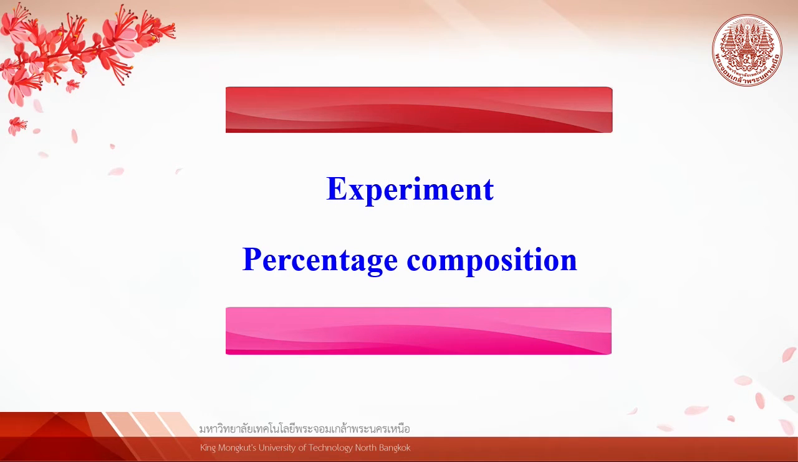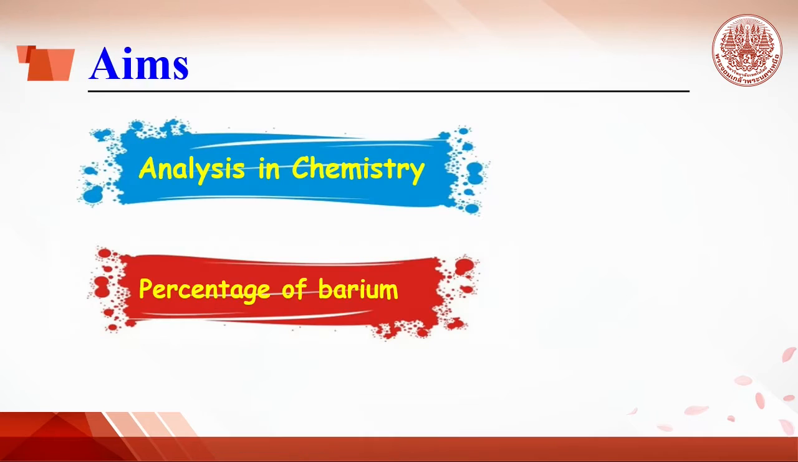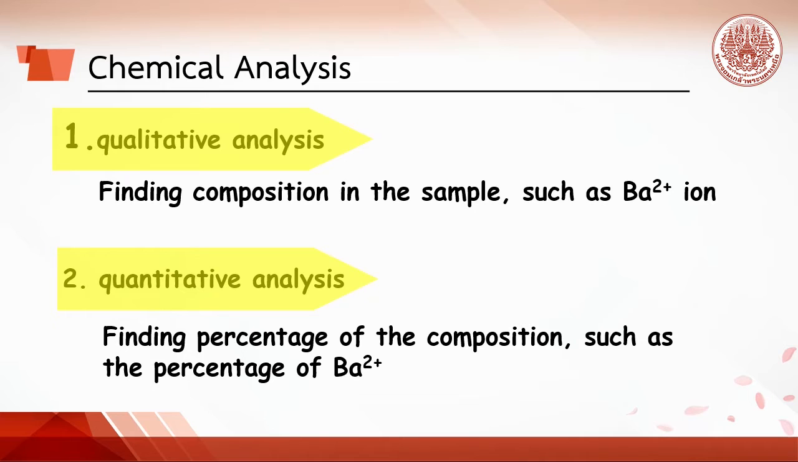The percentage composition experiment is aimed at understanding analysis in chemistry and determining the percentage of barium in a sample. Chemical analysis is divided into two sides. Qualitative analysis deals with the identification of elements or compounds in the unknown sample, such as barium ion.